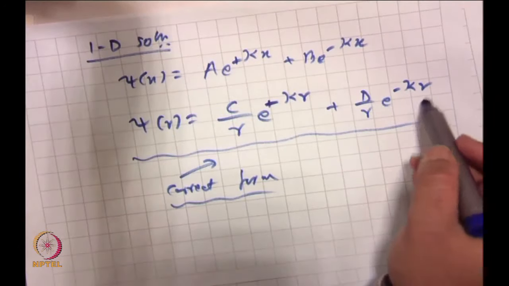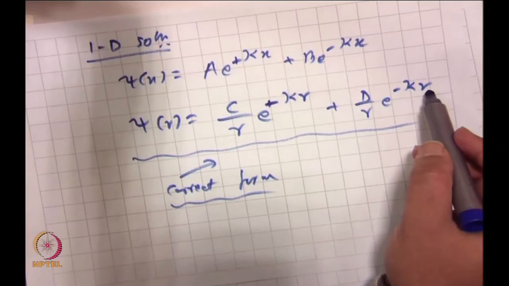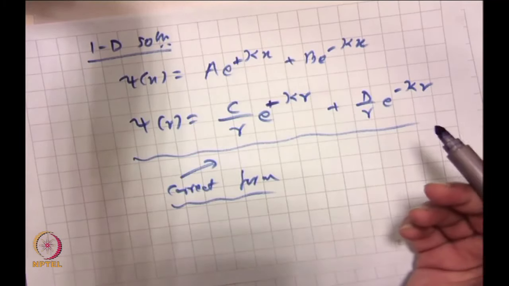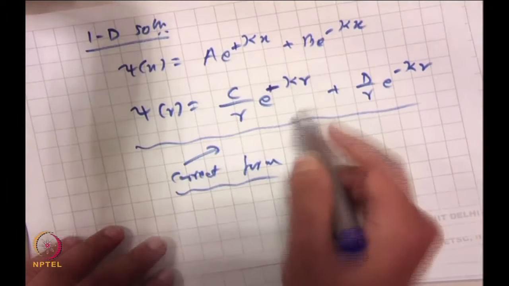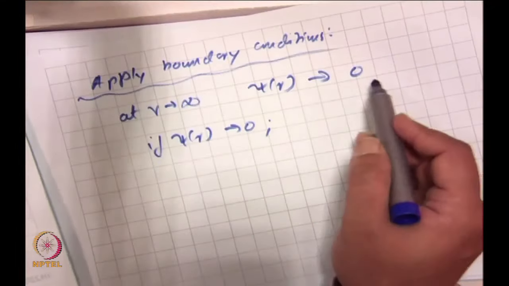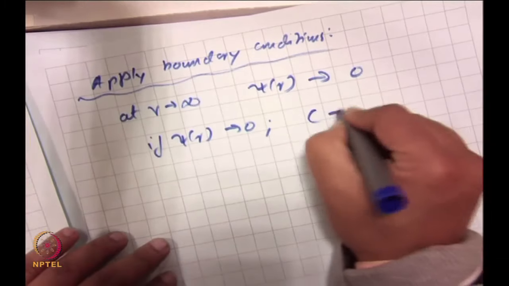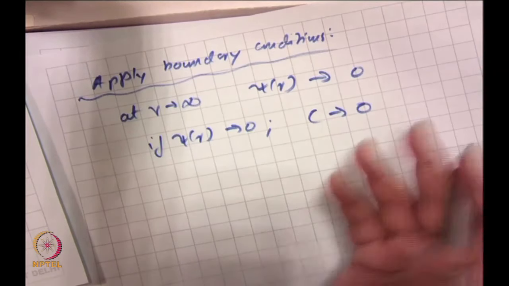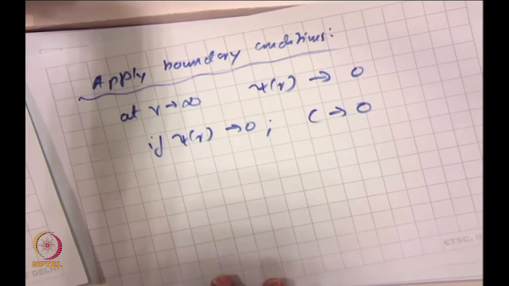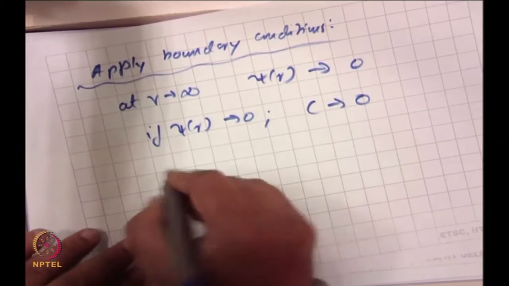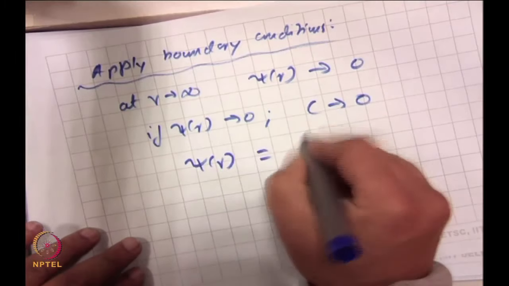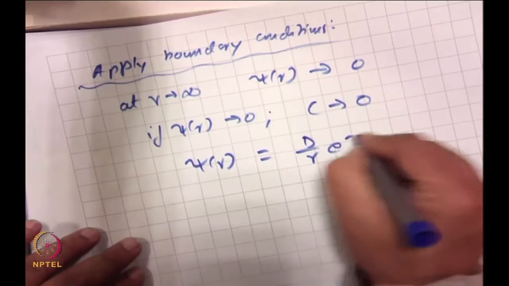On the second term, e to the minus kappa r dies to infinity very fast. Obviously 1 by infinity is 0, does not matter. But here, comparing with what we have for psi r, it tends to 0. Can we write c tends to 0? I should be able to write c tends to 0 the same way we did the other time. So then I can have psi of r is equal to d by r e to the power minus kappa r.